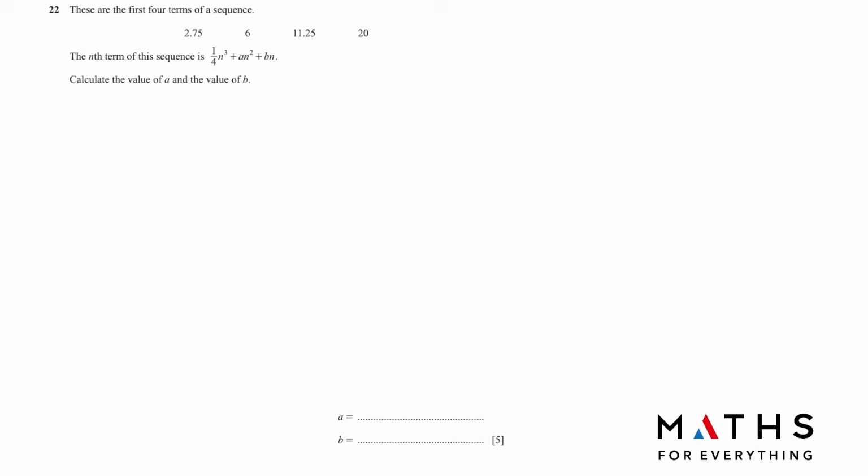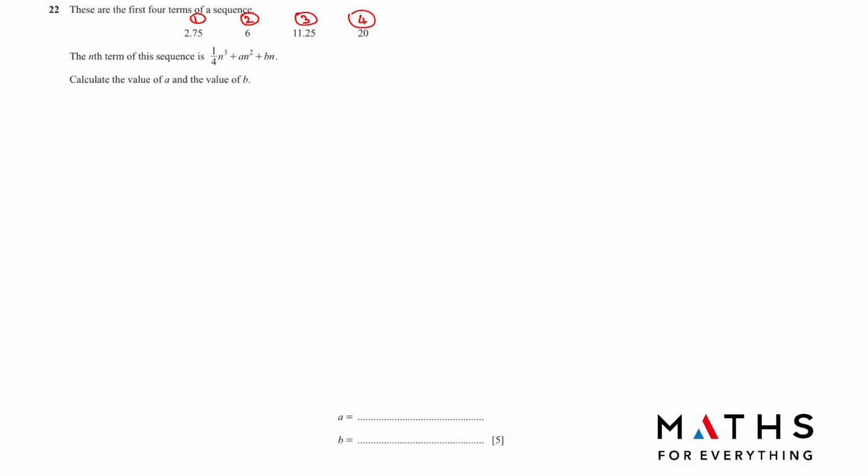Okay. Question number 22. We have been given the first 4 terms of a sequence. This is the first term, the second term, the third, and the fourth. We have also been given a formula for the nth term. Calculate the value of A and the value of B.